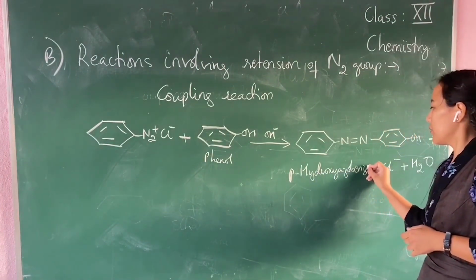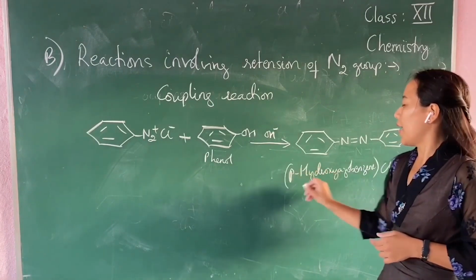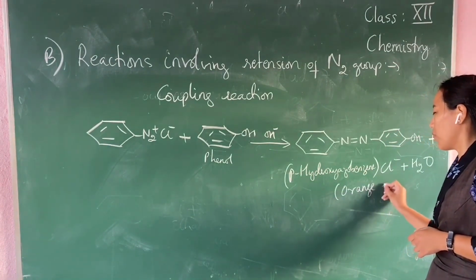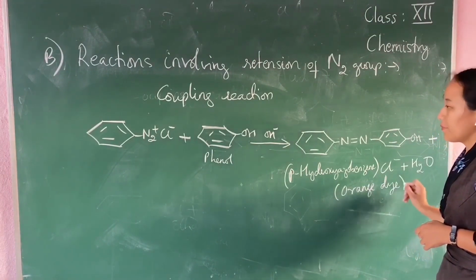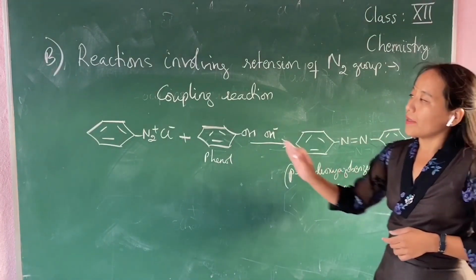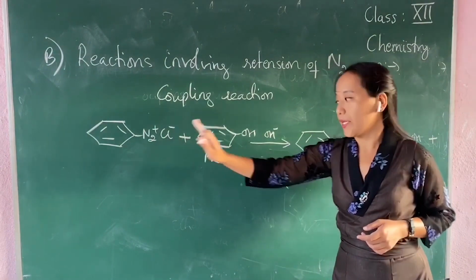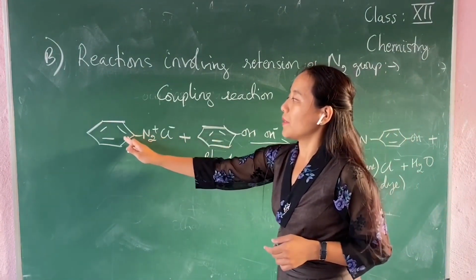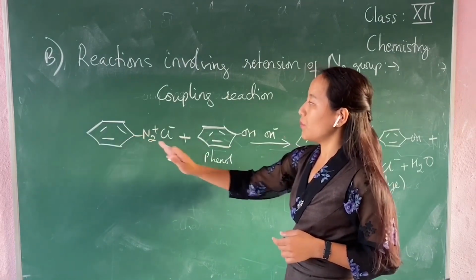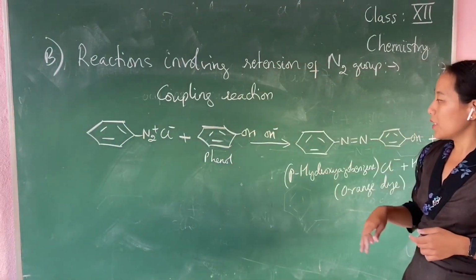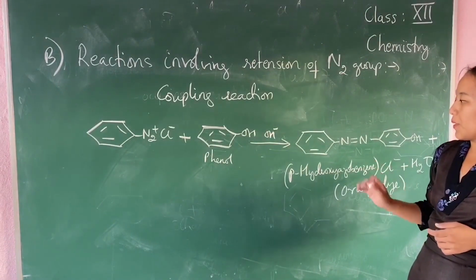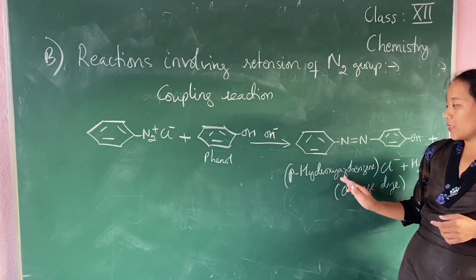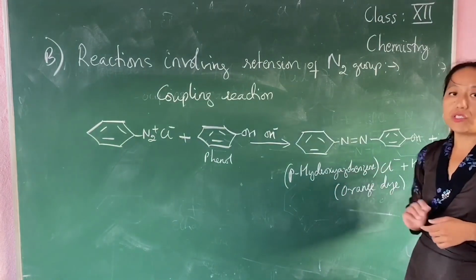Para-hydroxy-azobenzene, and this is orange in color and used as orange dye. So this is when benzene diazonium chloride reacts with phenol, at the fourth carbon atom, and this benzene ring connects through this azo group. Cl minus is evolved and H2O is formed as the byproduct, and the main product formed will be para-hydroxy-azobenzene, which is orange in color.